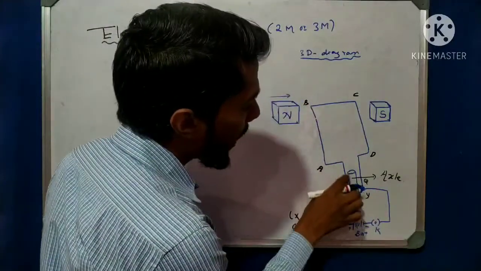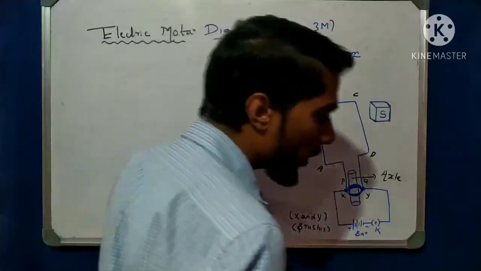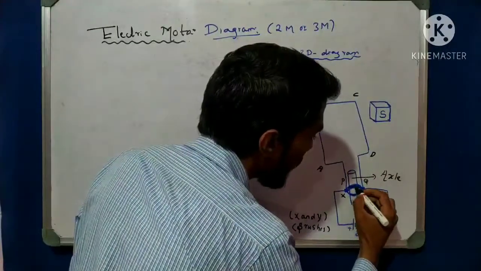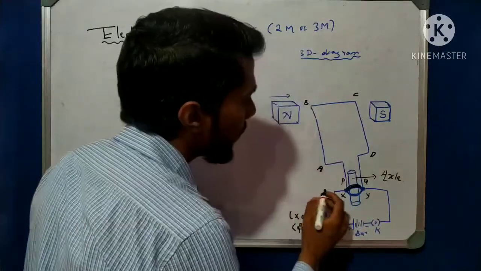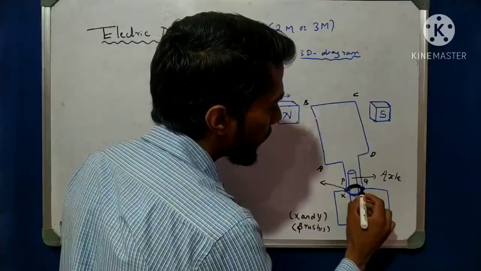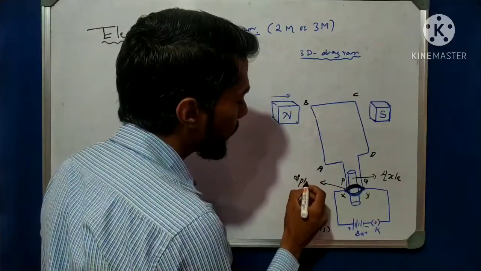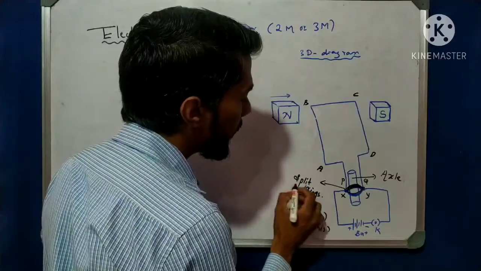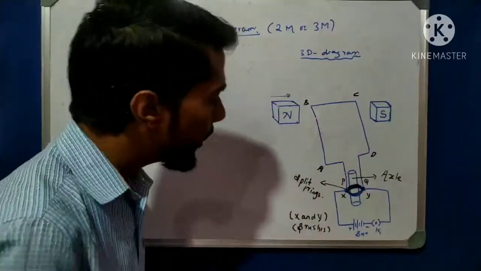Okay, the wire connected to the X is called P, and the wire connected to the Y is called Q. So this P and Q connection is the whole device. This black round, circular part is called split rings. Okay, this is called split rings. This ring, P and Q, is called split rings.